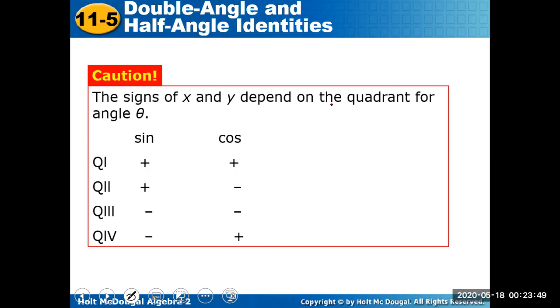So the signs of x and y when you are plotting the triangle on the graph depend on the quadrant for angle theta. Wherever your angle theta is, as per that you have to mark your x and y values. That's simple, you can understand. So here it's just given with sine and cosine, positive in which quadrants, negative in which quadrants, etc.